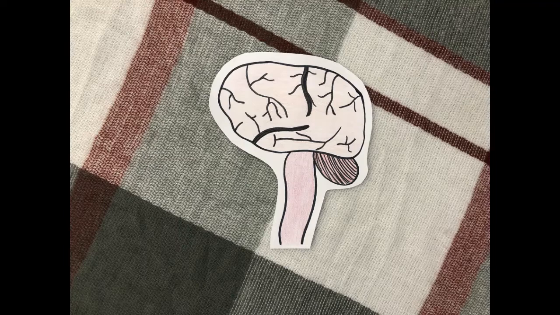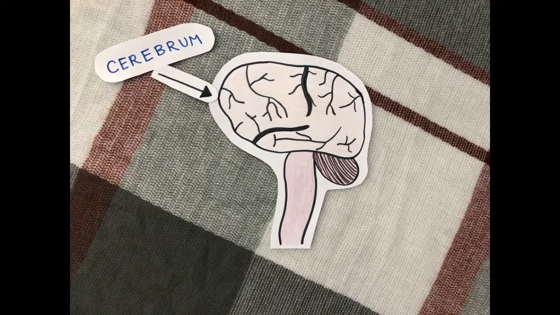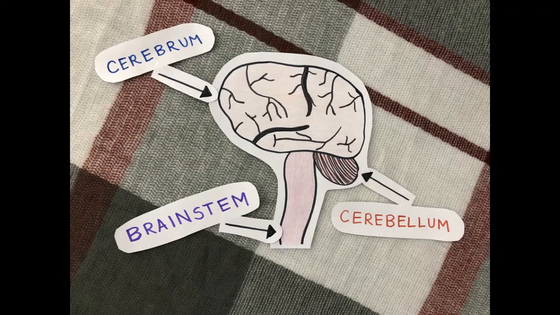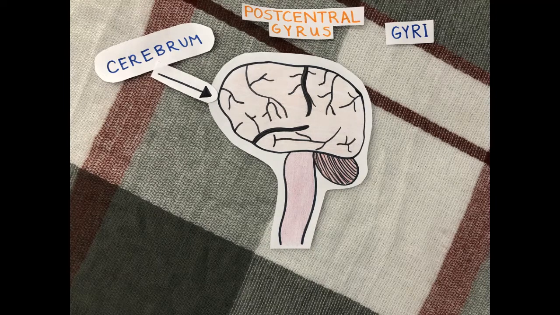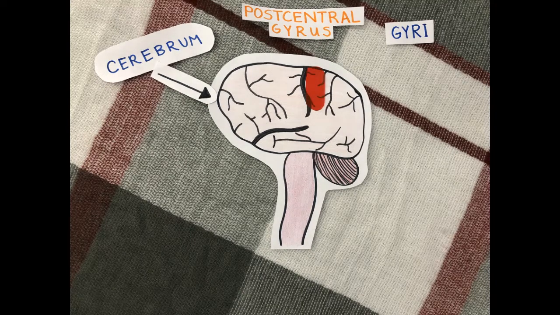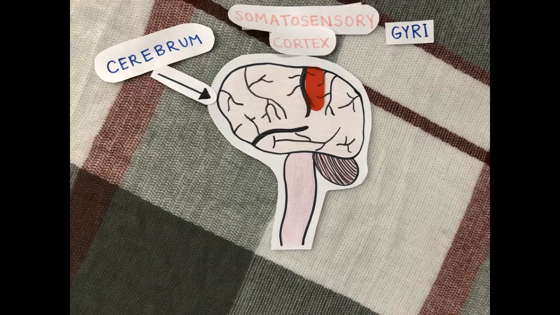In order to understand how these pain pathways work, let's first look at different parts of the brain. The brain has three main parts: the cerebrum, the brainstem, and the cerebellum. Pain pathways use the cerebrum and the brainstem. The cerebrum has many folds, called gyri. An important fold when talking about pain is the postcentral gyrus, which is located here. This is where the brain processes touch sensations and pain, so it is also called the somatosensory cortex.